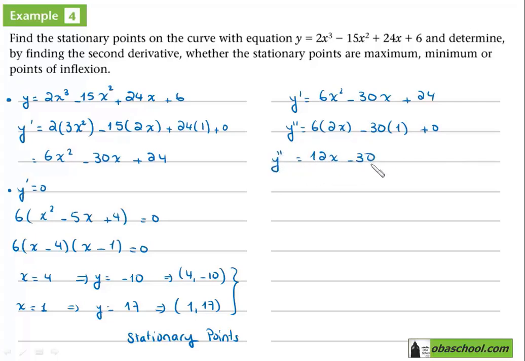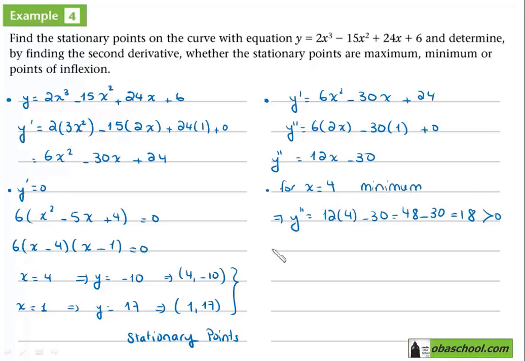Now we need to calculate y double prime when x equals 4 and when x equals 1. And depending on the sign at the stationary points, we decide if it is maximum, minimum, or a point of inflection. Now let's start with x equals 4. y double prime is 12 times 4 minus 30. So 48 minus 30, the answer is 18. 18 is positive. We said that when the second derivative is positive, then we switch it in our mind. That means this is a minimum.